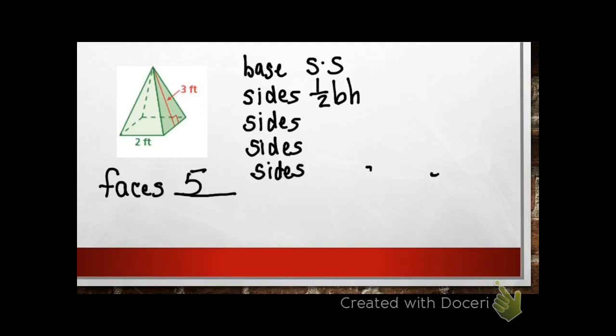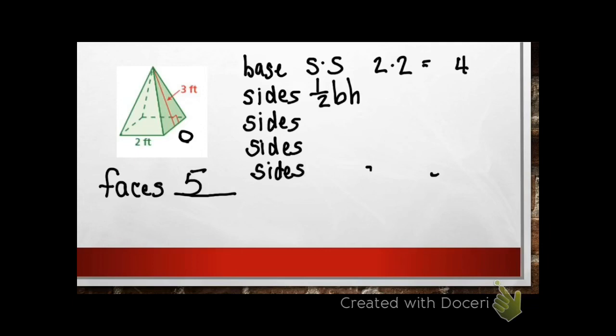All right, so first let's look at our base. Okay, it's a square, so what does that mean? All the sides are the same. That's why they didn't give us a second measurement right here, because if it's 2 feet on this side, it's going to be 2 feet on that side, because that's what makes it a square. So in this case, I'm going to have 2 times 2, and 2 times 2 is equal to 4.